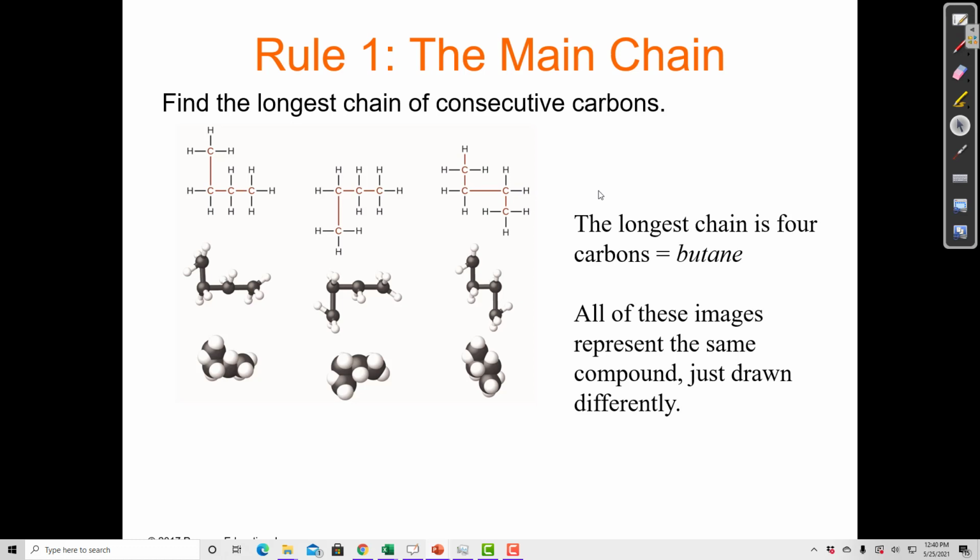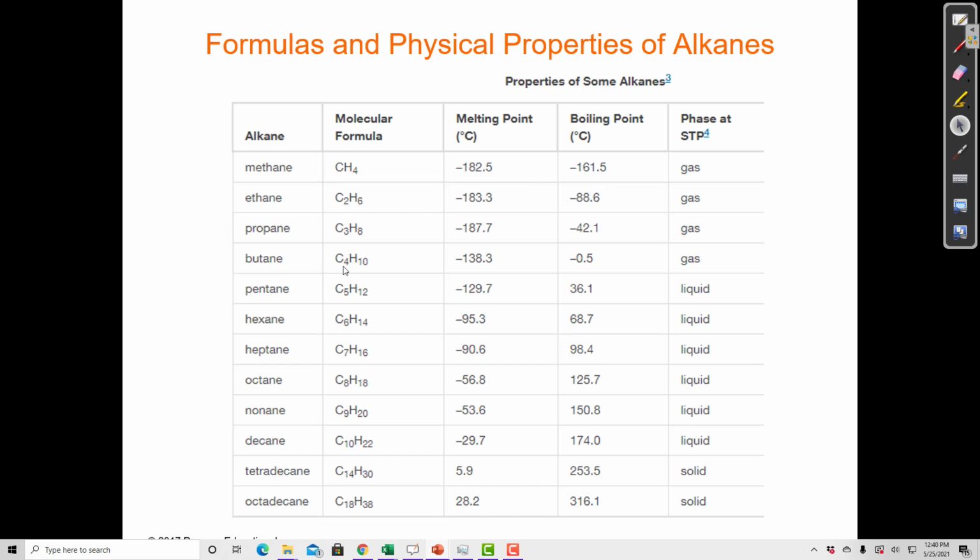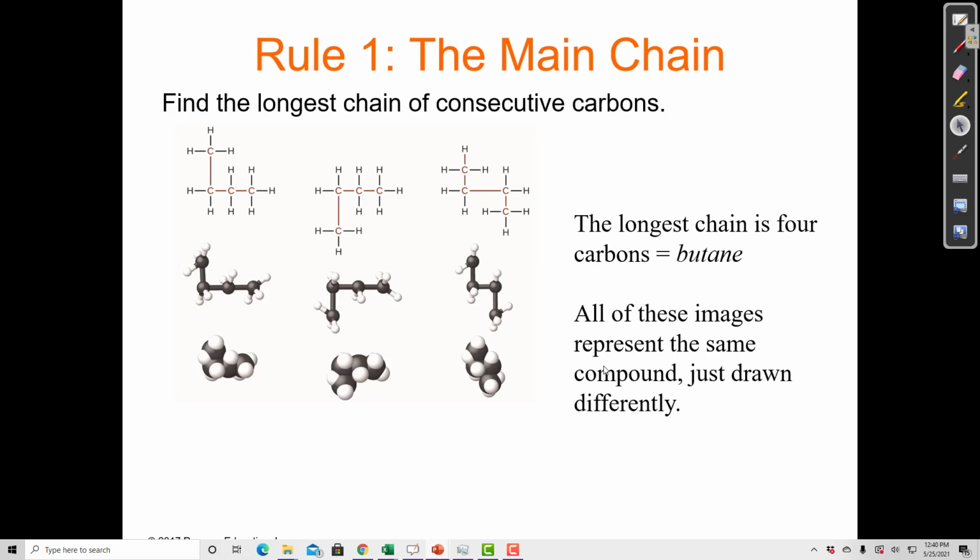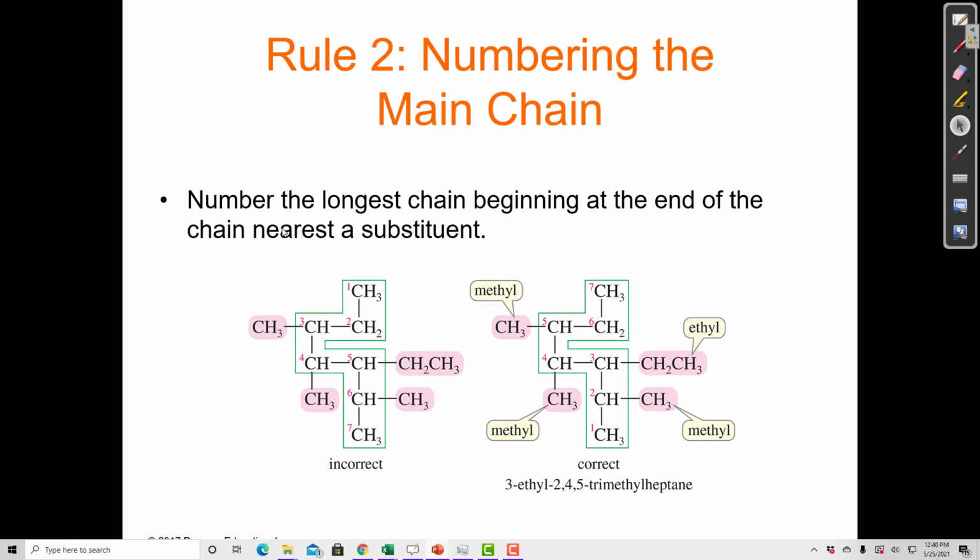So we go back to our table. And when I have 4 carbons in a row, that's called butane. So all of these images are actually the same compound. They're just drawn differently, right? These are all different representations of the same compound, butane. Rule 2, we would number the longest chain beginning at the end of the chain nearest a substituent.